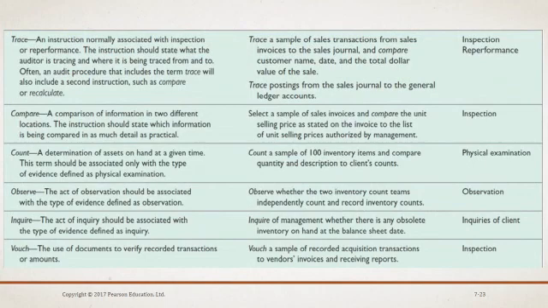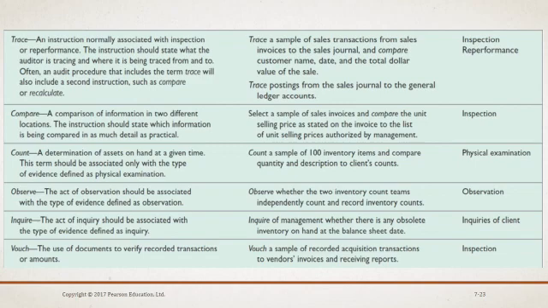Number 7, trace. The term trace is an instruction associated with inspection or re-performance. So these are the suitable types of evidence for trace. Number 8, compare. Compare means a comparison of information. So the suitable type of evidence would be inspection. Number 9 is the term count. Count means determination of assets on hand at a given time. So physical examination is the suitable evidence.